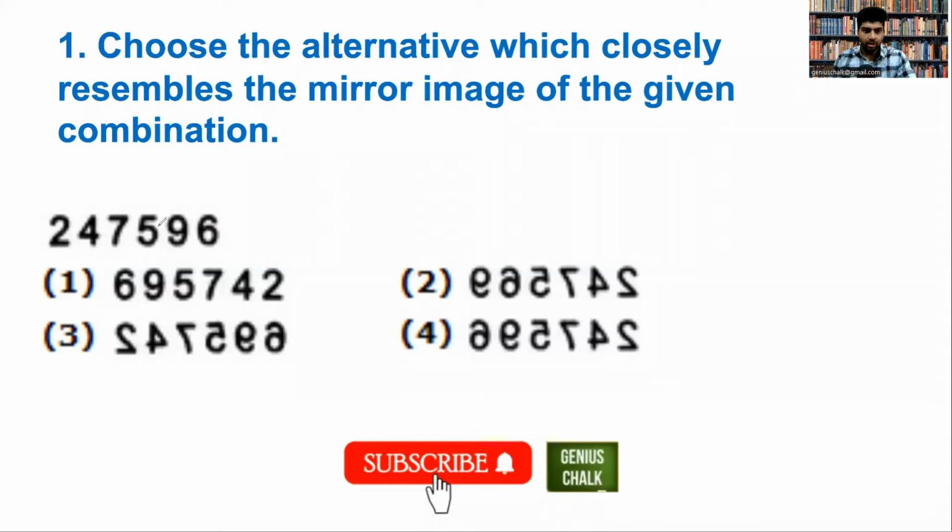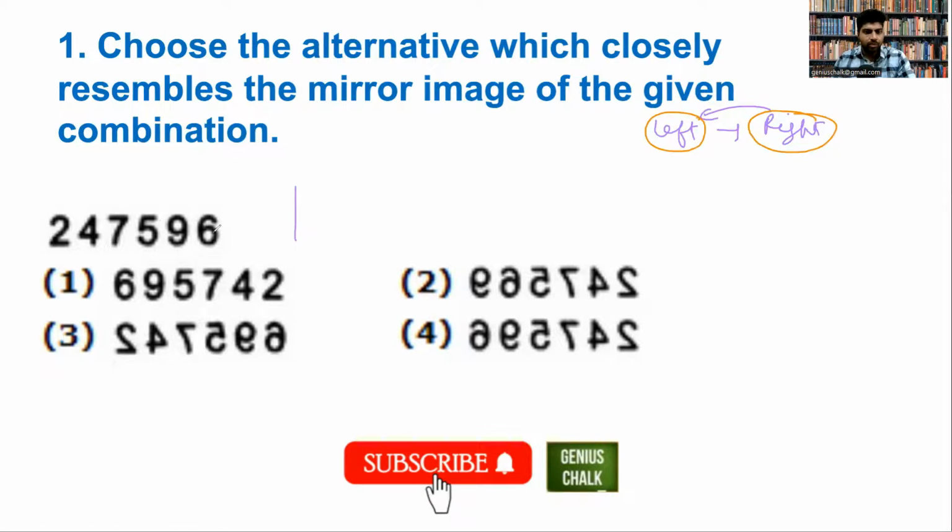We have this number, 247596. Now we have to convert it into a mirror image. As we know, the concept is that left will become right and right will become left. This is the concept of mirror image. So remember, only left and right get changed. There is no change in the top and bottom.